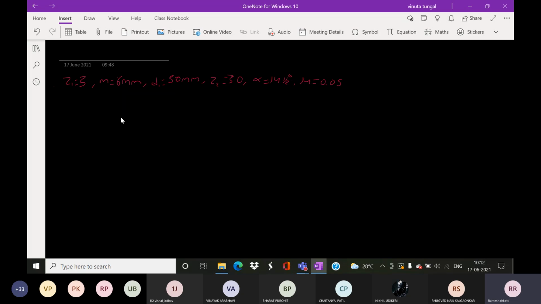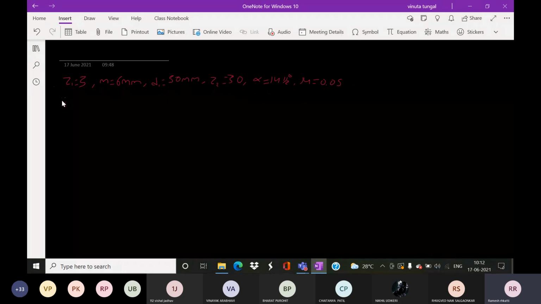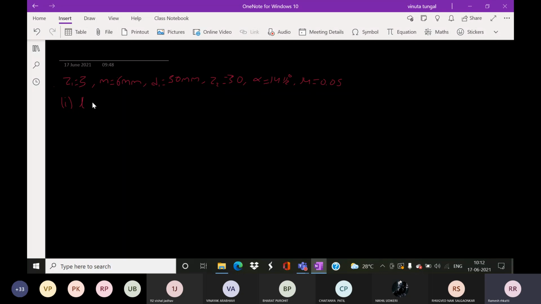Okay. First he has asked to find the lead angle of the worm. What do you mean by this lead angle? Lead angle is nothing but gamma. Therefore, you need to calculate the lead angle. How can you calculate this lead angle? You can use the equation tan gamma is equal to. Open the equation in your data handbook, it is equation 12.46. That is where lead angle is given.